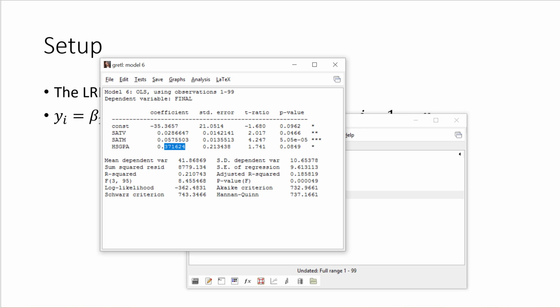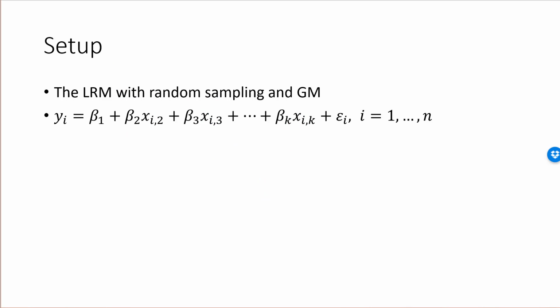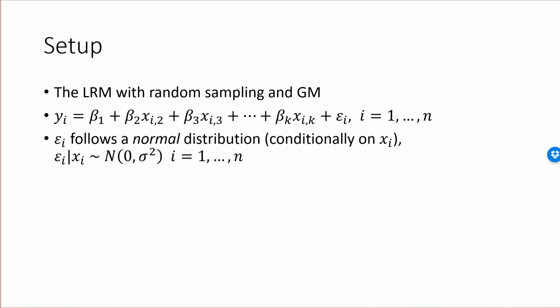So our next step, if we want to do inference, we also have to make the normality assumption. So we have to assume that the error terms follow a normal distribution, and in this case the expected value must be 0 because of the exogeneity, and the variance must be sigma squared and constant because of the homoscedastic errors.